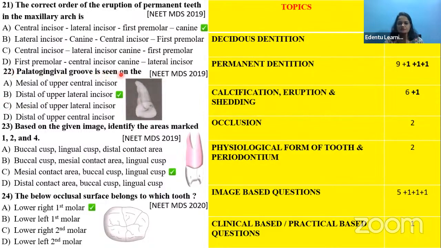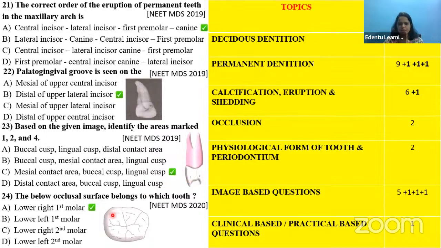The palatogingival groove is seen on there. Okay, so this palatogingival groove we can identify from the image itself. It is the distal of the upper lateral incisor. And based on the given image, lots of image-based questions are here in this 2019 question paper. Identify the areas marked 1, 2, and 4. Okay, so here they have marked some areas 1, 2, and 4, and we are asked to identify it.